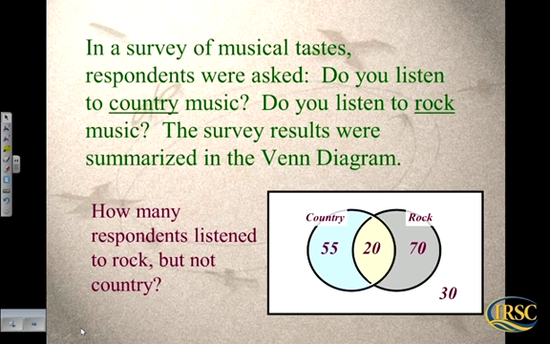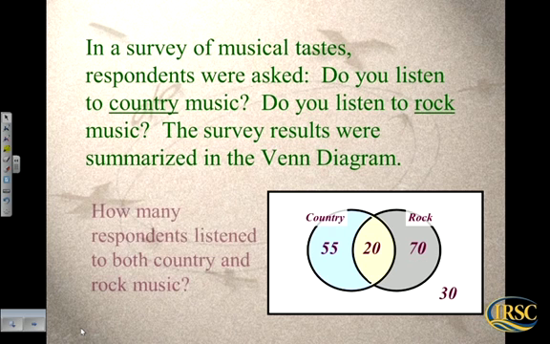How many respondents listen to rock but not country? 70, good. So similarly to the last question, the 70 is inside the circle for rock, but not inside the circle for country. Okay, how many respondents listen to both country and rock music? 20 is correct, very good, because what was the key word in that problem? And. The key word written there was and. And remember that and is the same word as intersection, so what they have in common here.